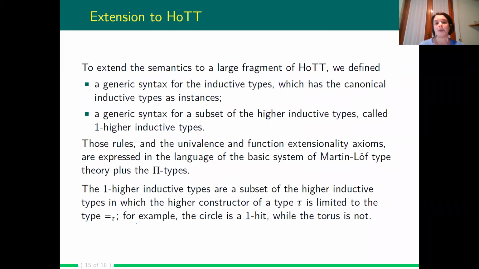And our one higher inductive types are a subset of the higher inductive types, in which the higher constructor of a certain type is limited to the first level. So we can have only a higher constructor of type equal tau. So for example, the circle is a one higher inductive type, while the torus is not.